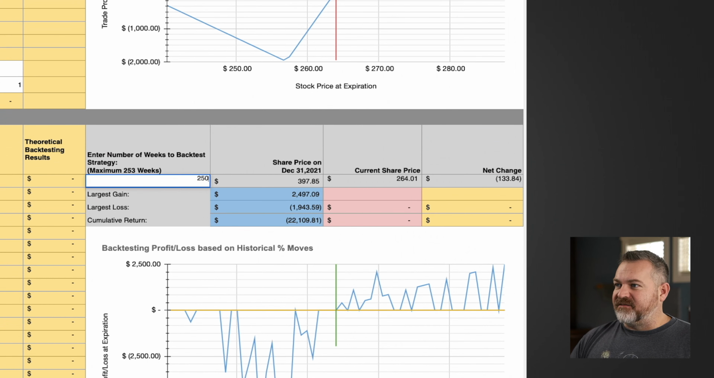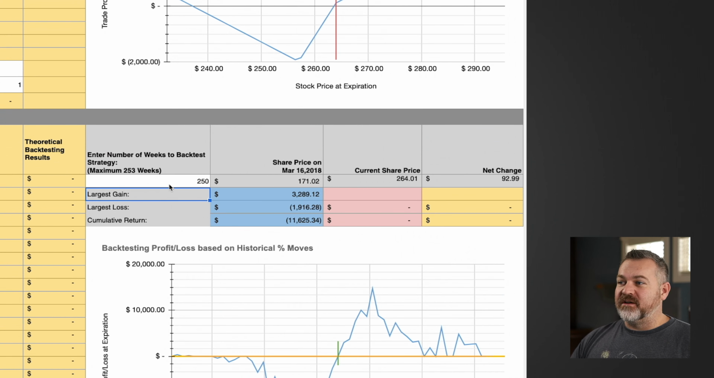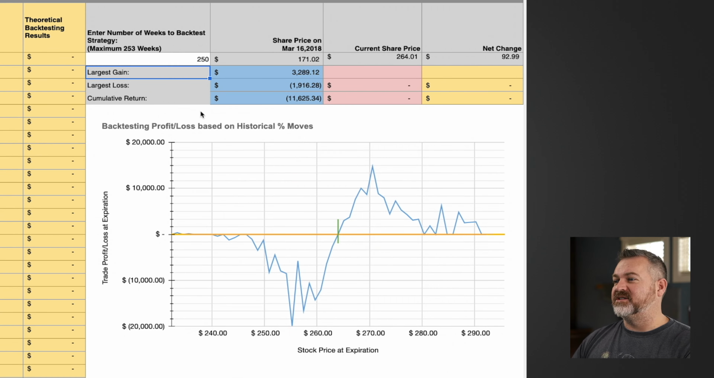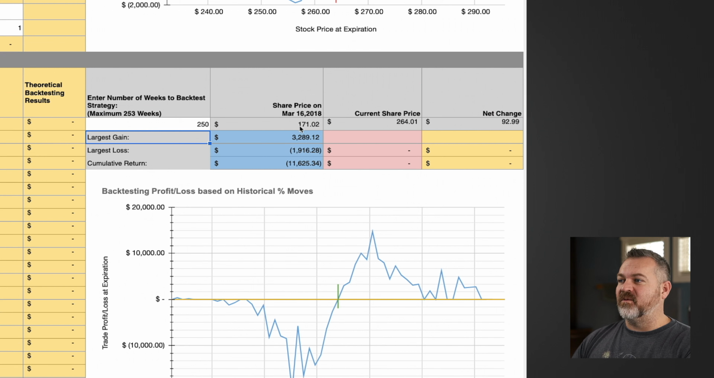If I go back further in time, if I look at 250 weeks, and this chart will do up to 253 weeks, so we can look at 5 years of data, we can see that the share price on March 16th of 2018 was actually 171. It's currently 264, so it's actually at a net change of $9,000. Again, the cumulative return over time was not great for this particular trade.